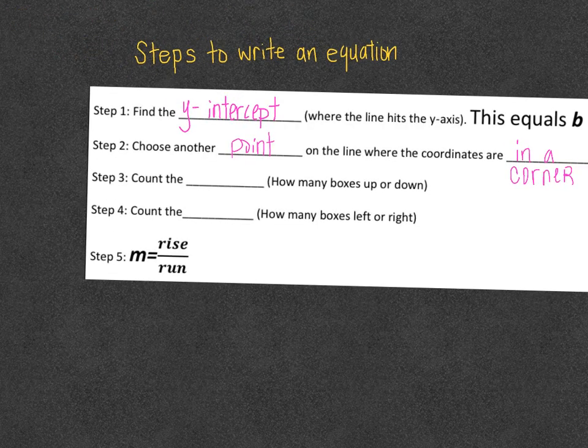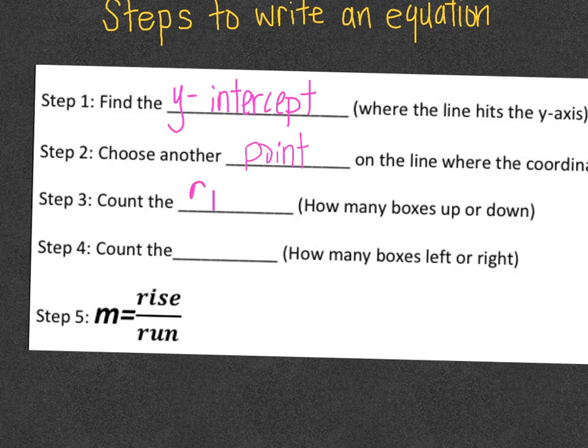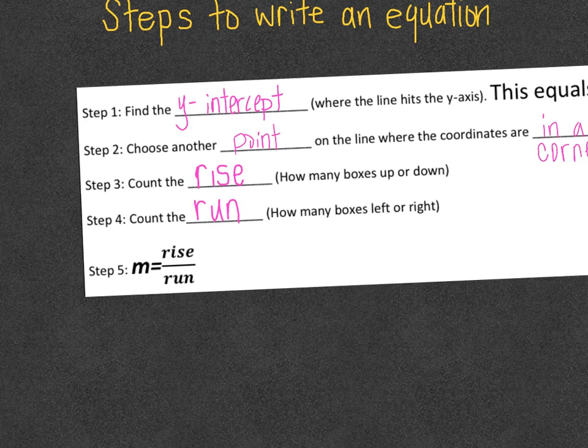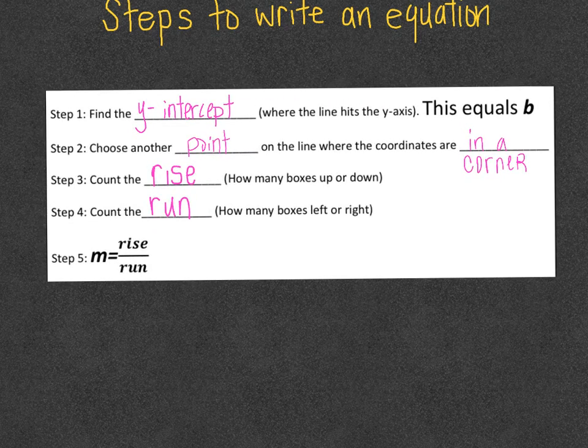Then step 3 says count the blank, how many boxes up or down. This is going to be called the rise. And step 4 says count the blank, how many boxes left or right. That's going to be called run. And then step 5, what you're going to do is put those two numbers together to make a fraction. And then when we're finished, we'll put them all together to make the equation. So there are the blanks filled in for your steps 1, 2, 3, 4, 5, how to get started on an equation.